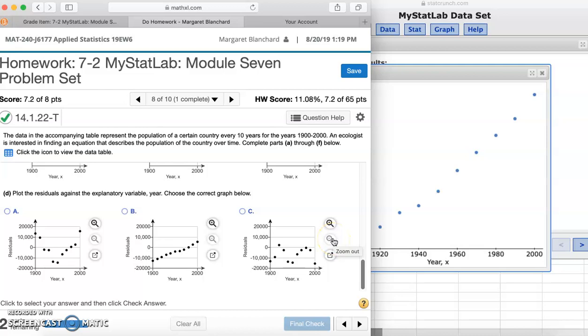All right, part D. Plot the residuals against the explanatory variable, year. Choose the correct graph below. Just before we even get into that, here on the x-axis, that's the year.